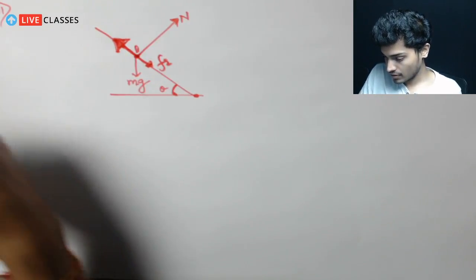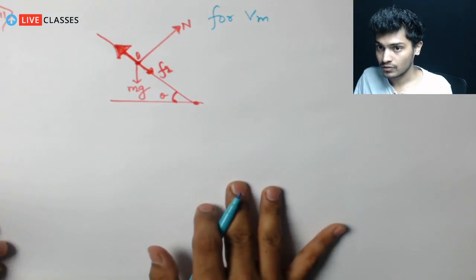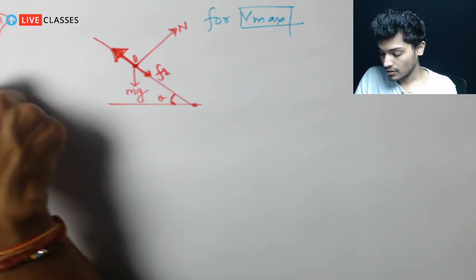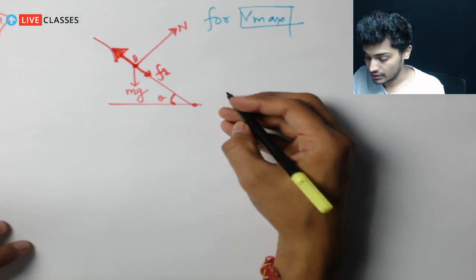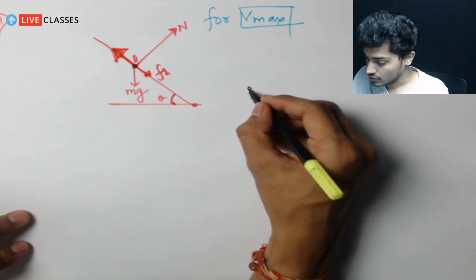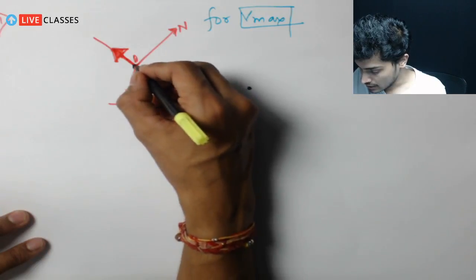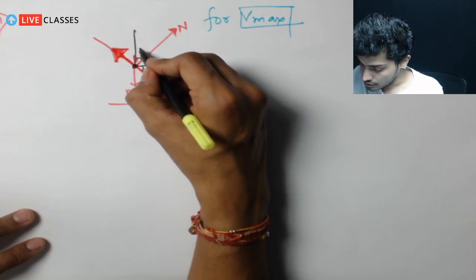So for Vmax, we are calculating it for Vmax. Now draw the FBD of the rest, that is the FBD part. So mg is f. So here theta, here will be theta, here also will be.